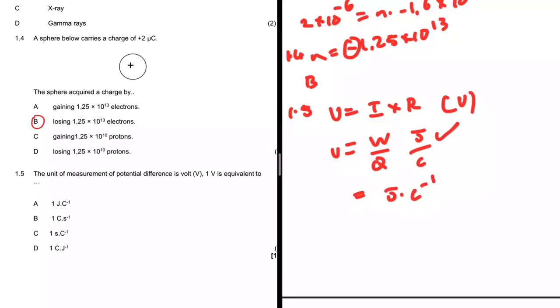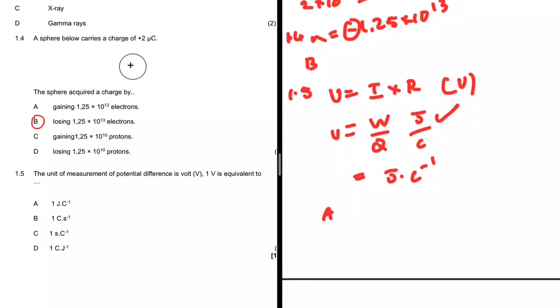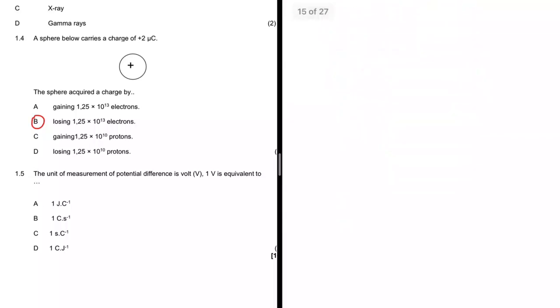So which option corresponds with that? Let's take a look. It looks like that is option A. So the answer to 1.5 is A for that reason. So that was question 1. Let's take a look at question 2.